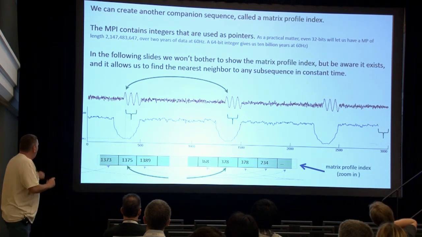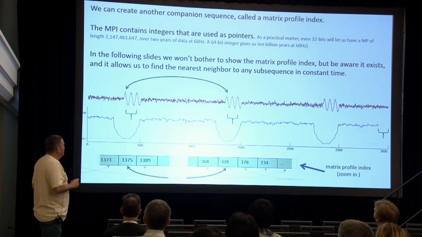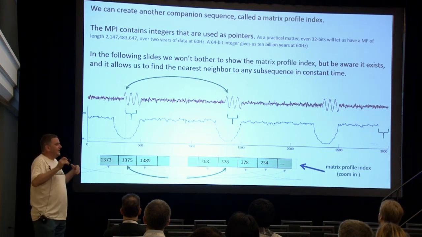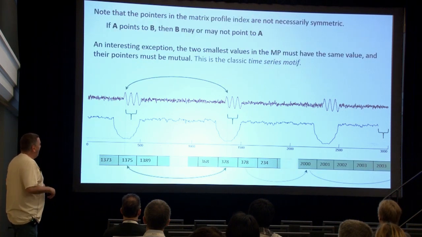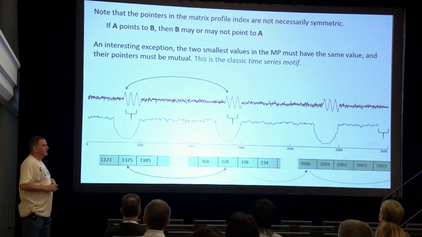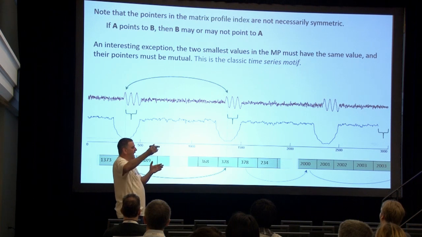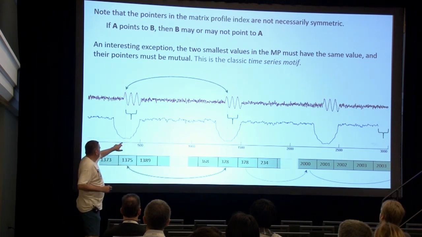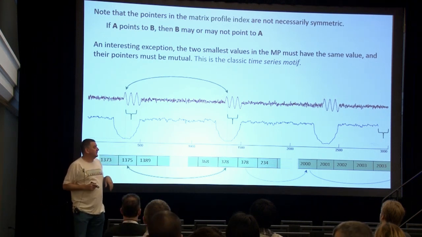Of course, each one of these boxes has an arrow leaving it to find its nearest neighbor. But not every box has an arrow going to it. Not every subsequence is the nearest neighbor of somebody else. In general, these things are not necessarily symmetric. A's nearest neighbor can be B, B's nearest neighbor can be C, C's nearest neighbor can be X. That's always a possibility. I guess one exception is that the lowest value in the matrix profile has to have a mutually pointing set of arrows. But apart from that, they're not necessarily symmetric.